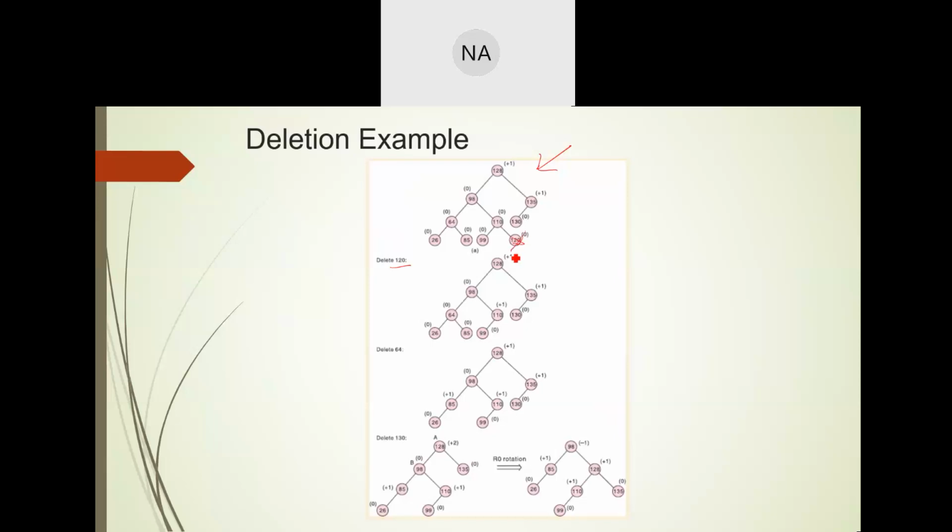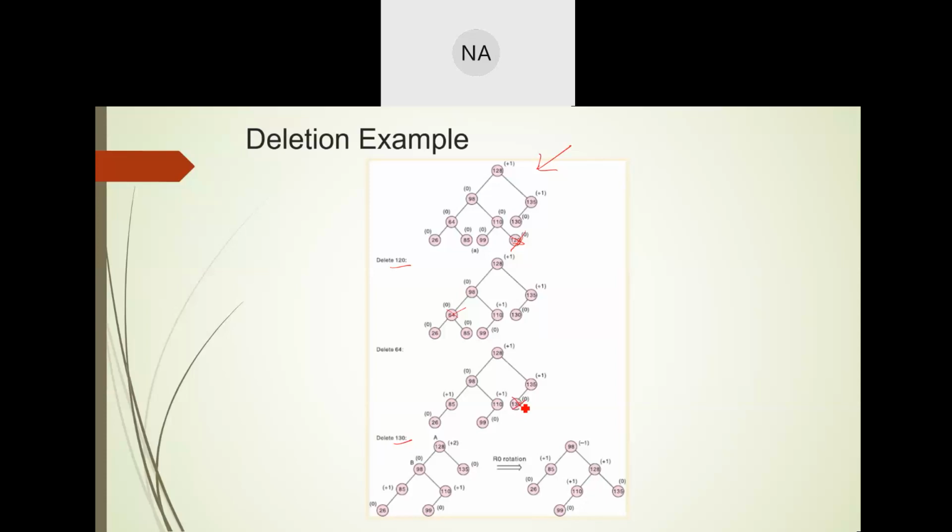Now delete 64. This is case 3, so it will be replaced with its in-order successor. 85 is the in-order successor, so it will be deleted first. It is a leaf node, so case 1. So 85 is deleted, and then it is put in place of node 64. So again, very simple. Now delete 130.